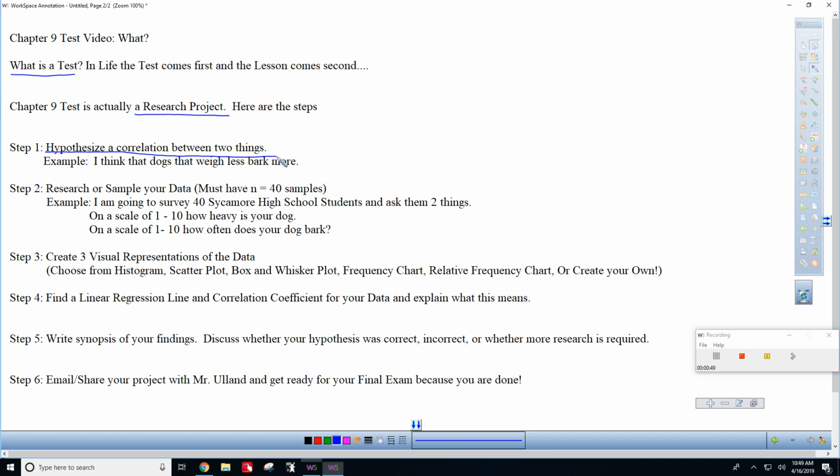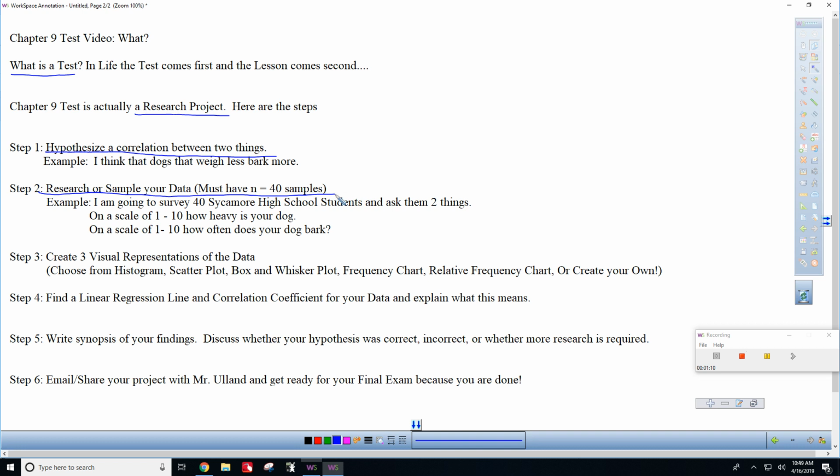Step 2, research or sample your data. You must have 40 samples. You can do this with just like interviews. You could use Google Forms. You could go to lunch. You could stay in the Innovation Lab. You could go to the mall. Whatever you do, you're just going to describe to me how you sampled your data.